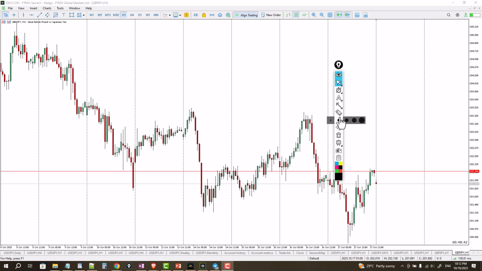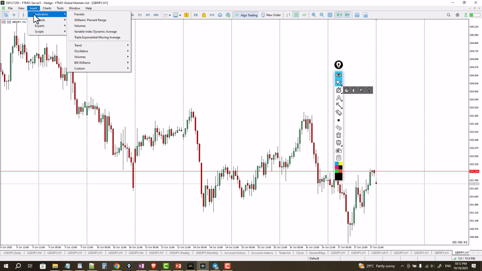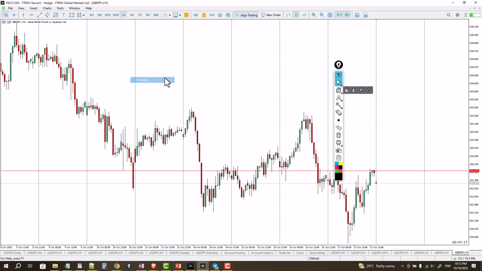So to add the fractal indicator to your chart, you'd need to click on the Inserts tab inside MetaTrader if you're using the MetaTrader trading platform to trade. And then when you hover your mouse's cursor over indicators, you're going to need to hover over the Bill Williams tab of indicators and then select fractals.